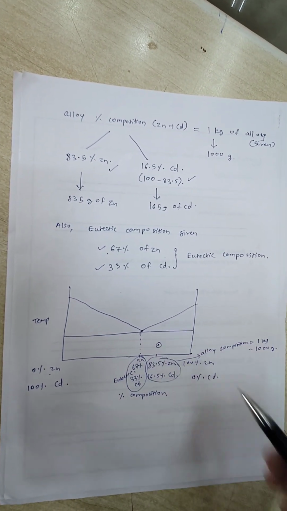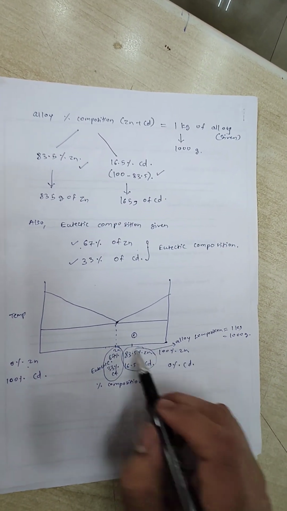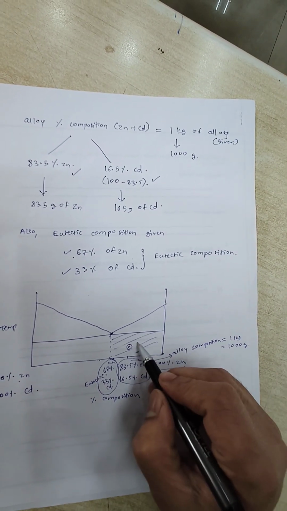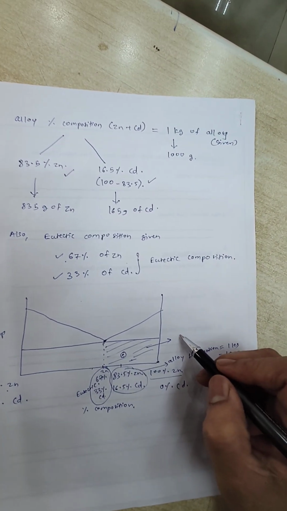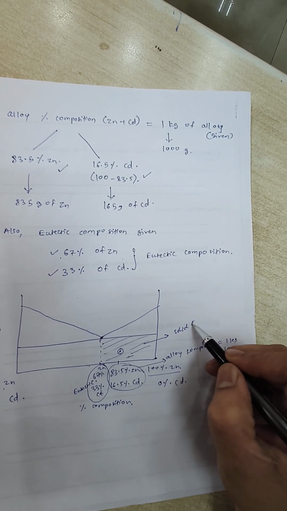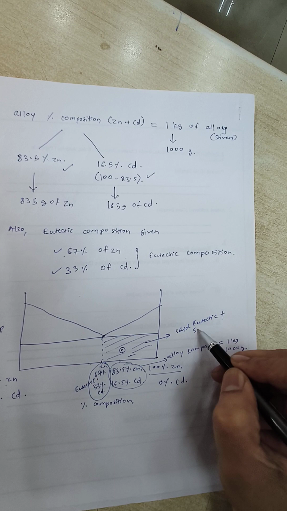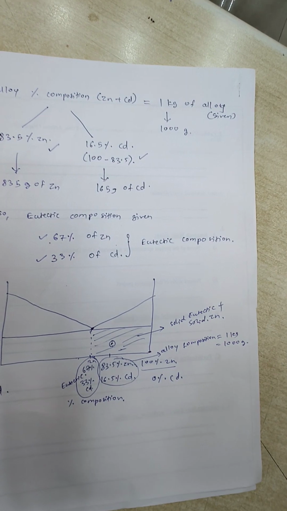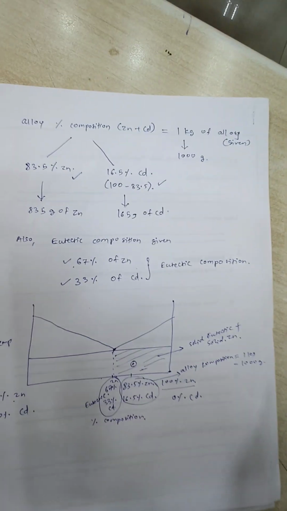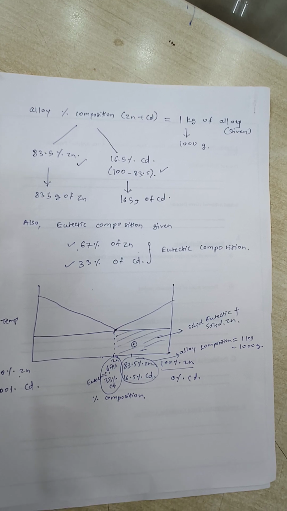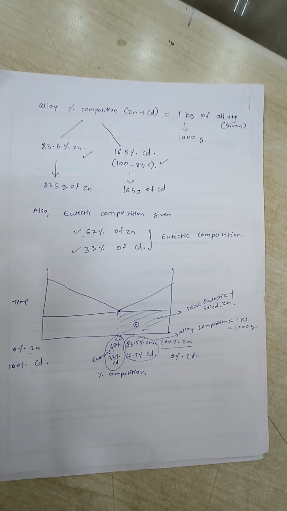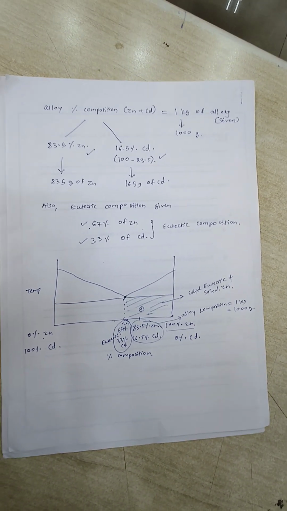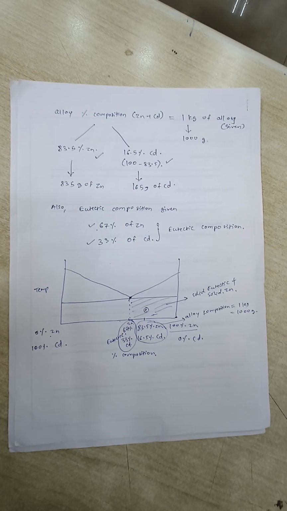The alloy belongs to this region. So what will this region contain? Since this side is 100% zinc, this region will contain solid eutectic plus solid Zn. Understood? So the question will be, what will be the total mass of solid eutectic? What will be the mass of the eutectic due to Zn or due to cadmium, or what will be the total weight of solid Zn in the particular region?